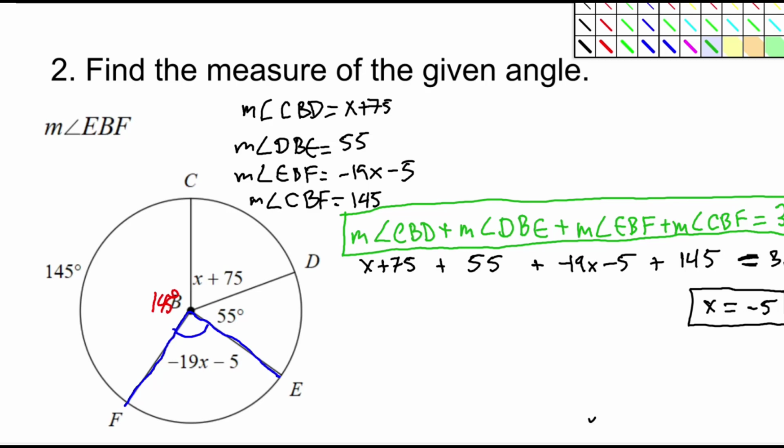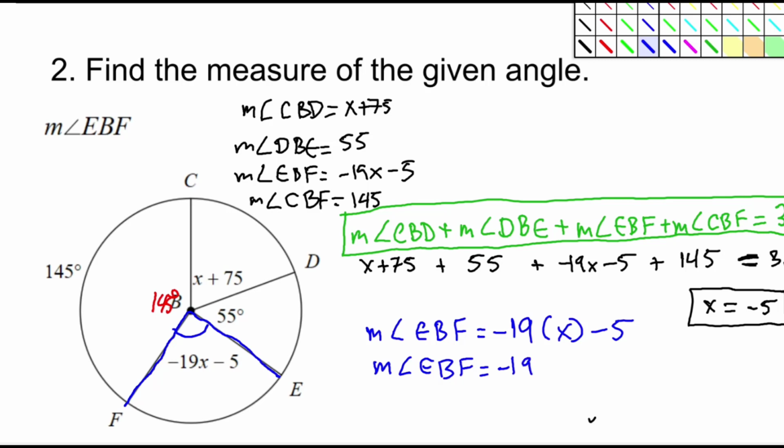Now we know what x is in this problem, and now I think we can find our angle. That blue angle, the measure of angle EBF is equal to negative 19 times x, minus 5. I already knew my next step, so that's why I threw parentheses in there. The measure of angle EBF is equal to negative 19 times negative 5, subtract 5, and just a little bit of calculation, and you're done.